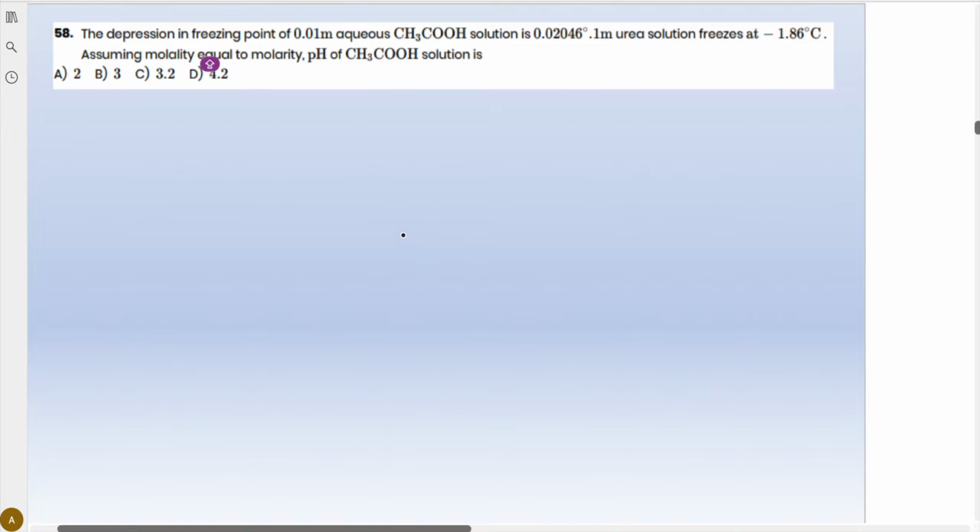Next, see, depression in freezing point of this much solution is this: 1 molar urea freezes at this much. Assuming molarity equal to molality, pH of this solution should be what? Now see, this is the question of depression of freezing point of solutions chapter. In this, one you have given acetic acid, other you have given urea. Delta TF is given in both, and concentration also given.